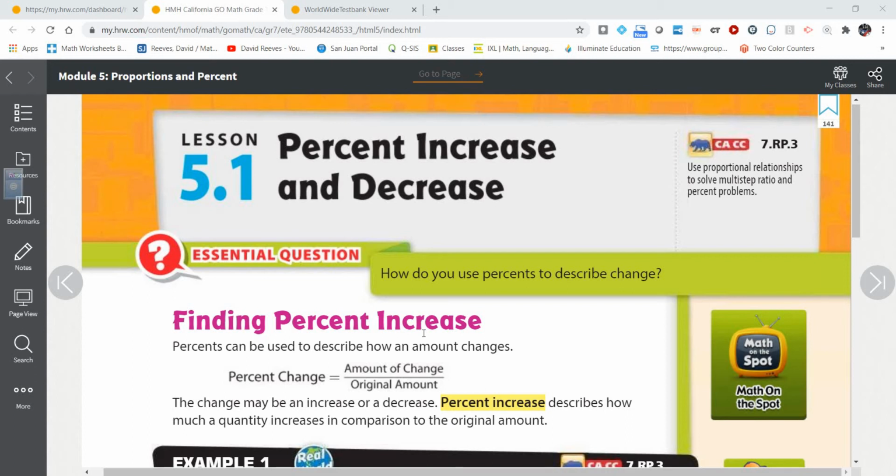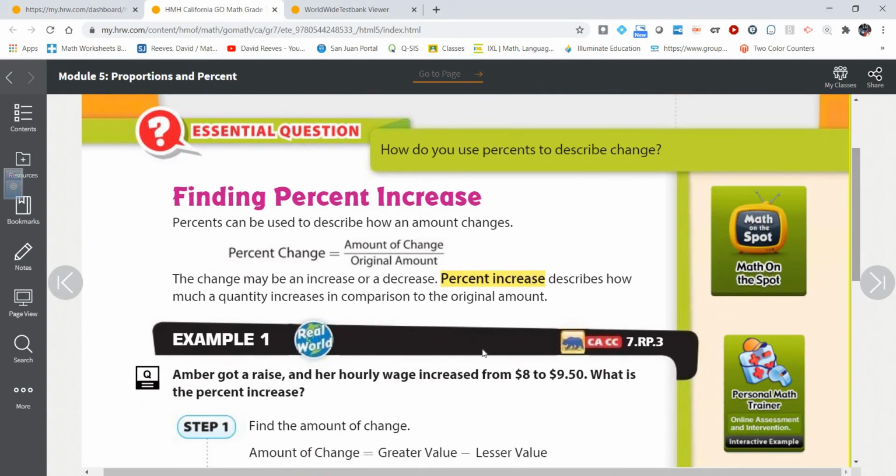Now we're going to be looking at an application that you see a lot in real life. Percent is used a lot with marking items up or marking items down. When you increase the price on an item, that is called a percent increase, and that describes how much the quantity increases in comparison to the original amount. And we describe that percent of change using the ratio, the amount of change, which is how much it went up or how much it went down, over the original amount.